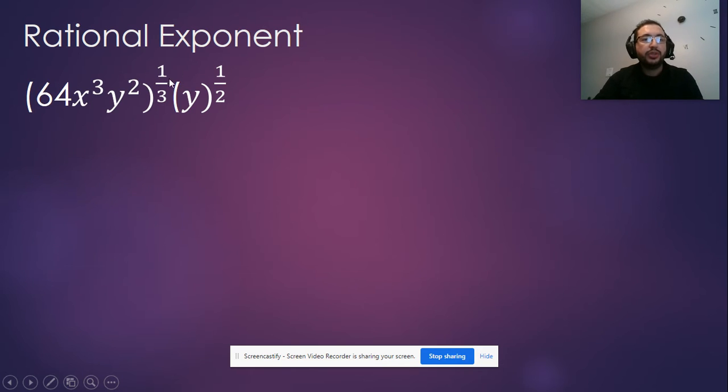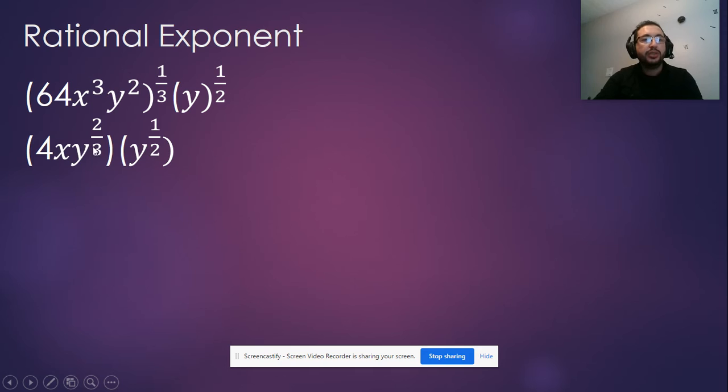We've got 64 to the 1/3 power, x to the third, y squared, everything to the 1/3, and then y to the 1 half. First, we're going to do the power rule, then the product rule. 64 to the 1/3 is 4. X to the third power times 1/3: 3 times 1/3 is 1. 2 times 1/3 will be 2/3. 1 times 1 half will be 1 half.